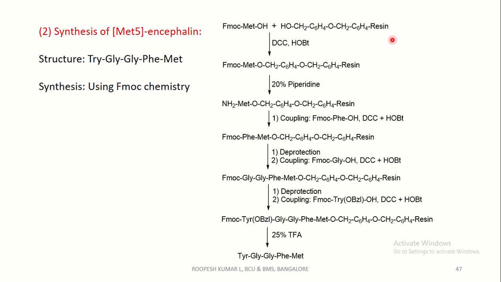On treatment with Wang resin, in the presence of DCC-HOBt, you get a FMOC methionine with Wang resin attached to it. To this, 20% piperidine is used. It is for deprotection of FMOC. You get a free amine. To this, on coupling with FMOC phenylalanine through the DCC-HOBt method, you get a dipeptide.